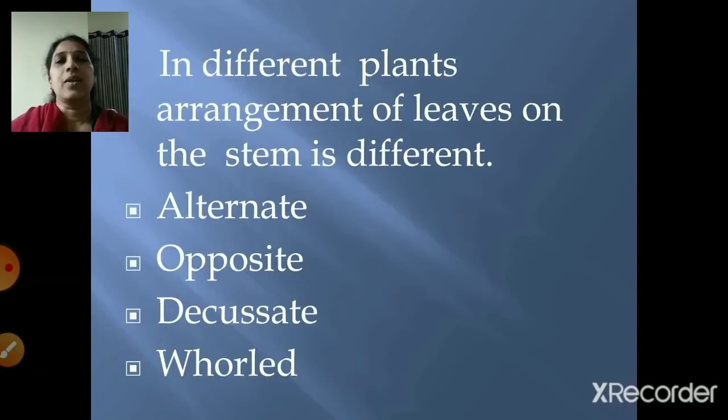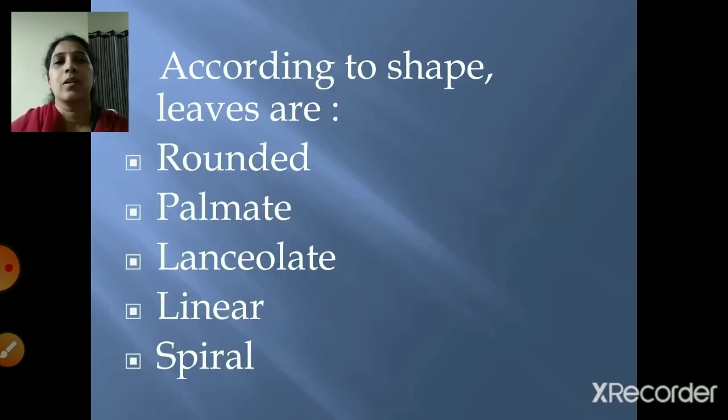Then in different plants, the arrangement of the leaves on the stem is different, right? So the leaves may be arranged as alternate, opposite, decussate or whorled. So these are the different types of arrangement of leaves on the stem. Then according to the shape of the leaf, the leaves are rounded, palmate, lanceolate, linear and spiral.